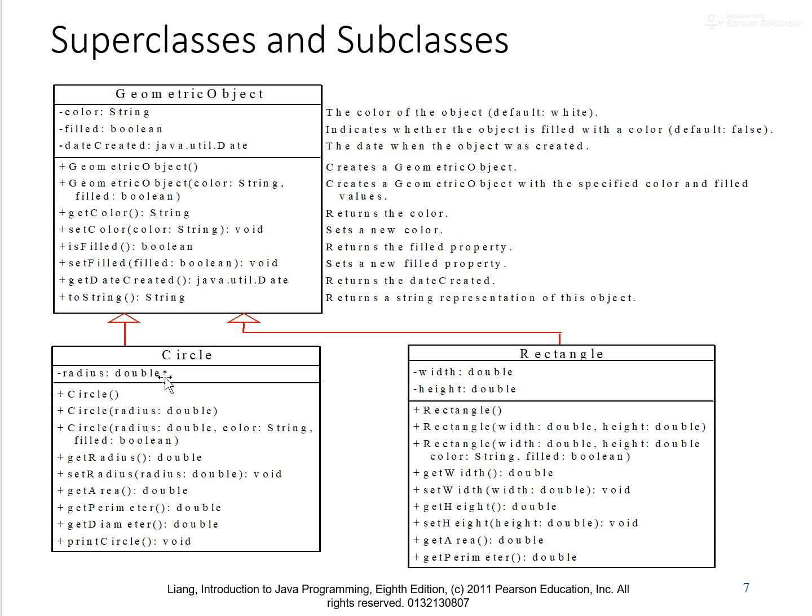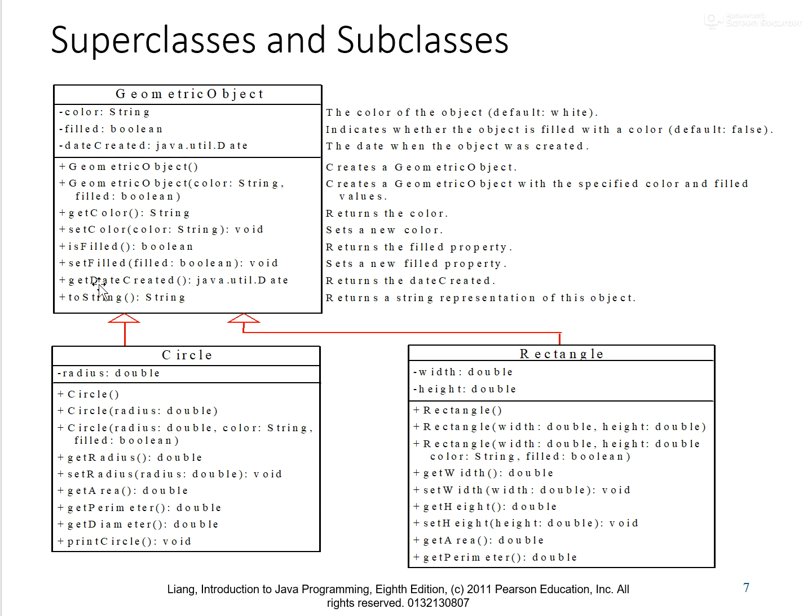A circle is a geometric shape, a geometric object. A rectangle is also another type of geometric object. That's the relationship between these. Let me just walk you quickly through what's in the geometric object class. Among the member variables, we have a string that will store the color of the object, a Boolean variable that records whether or not the shape is filled out with that color. We also have a date object that will store the date on which the object was created.